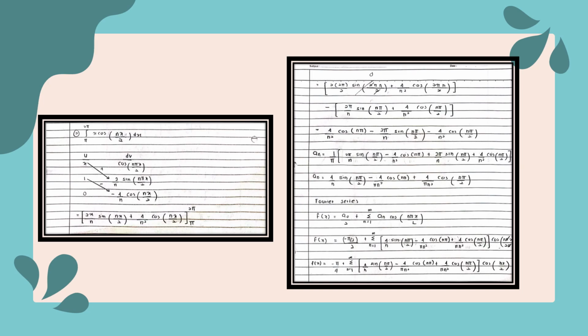Then the Fourier series of the even function is negative pi over 4 plus 4 over n sine n pi over 2 minus 4 over pi n squared cos n pi plus 4 over pi n squared cos n pi over 2, times cos nx over 2.